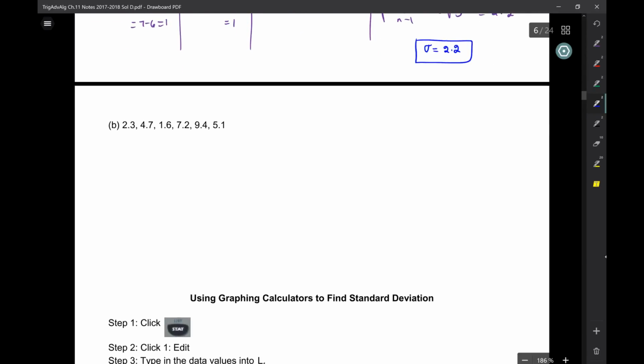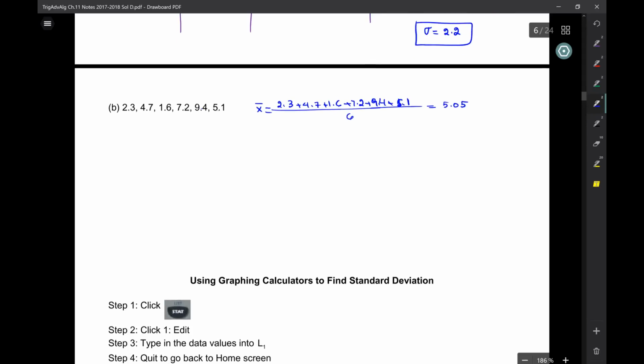Okay, so I'm going to give you about like 5 minutes to do this one. So x bar is all of these numbers added together. Okay, so I get 5.05. And n equals 6. So look. Okay, can I tell you something?